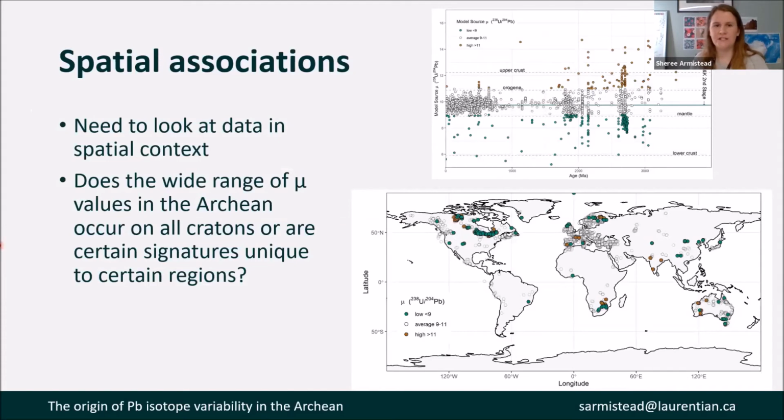We also need to look at this data spatially. In any geological study, we need to be looking at data in a spatial context as well as just the isotopes. So this wide range of mu that we see in the Archean, does this occur on all cratons, or are there certain signatures that are unique to certain regions?